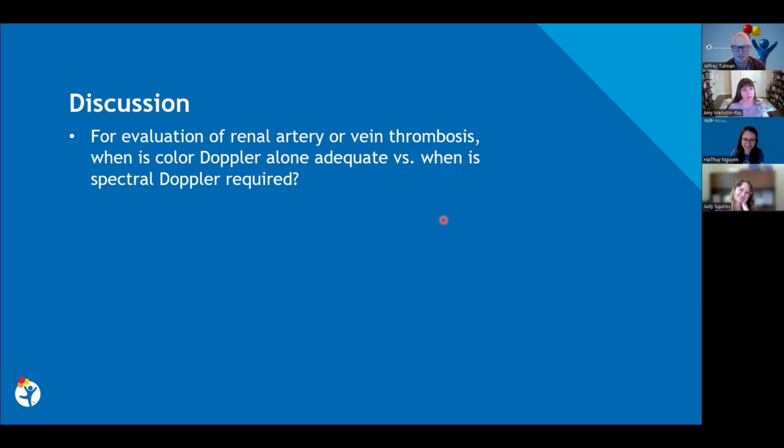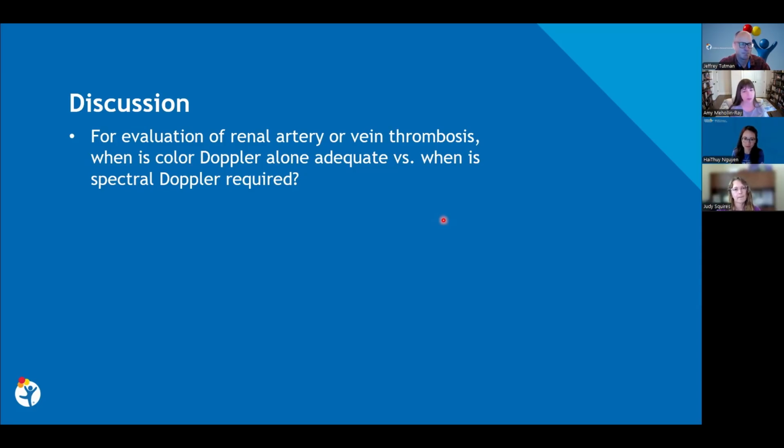We'll do a limited Doppler in that situation, where I do think it's still helpful to at least get the arterial spectral, because if there is branch venous thrombosis, you can still pick up the abnormal diastolic flow, even though the color may look normal. So I think in that population, looking for renal vein thrombosis, it's still good to put spectral on the artery.